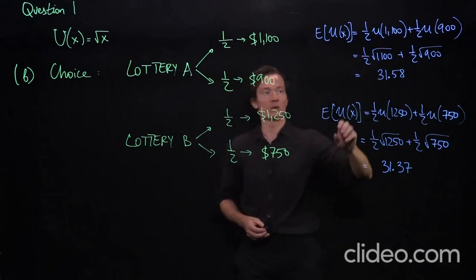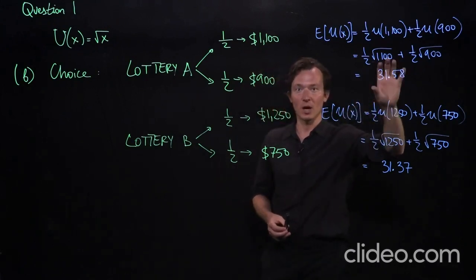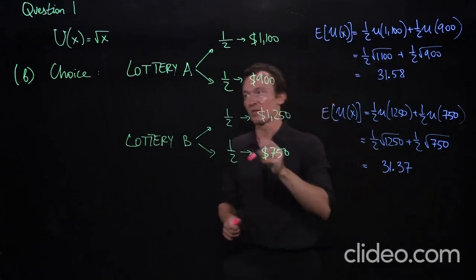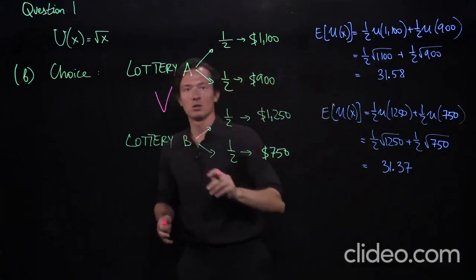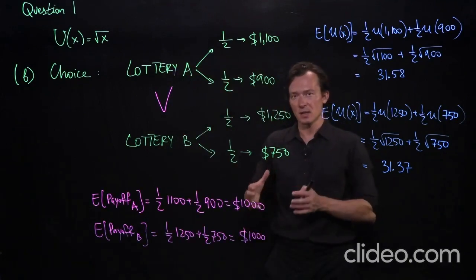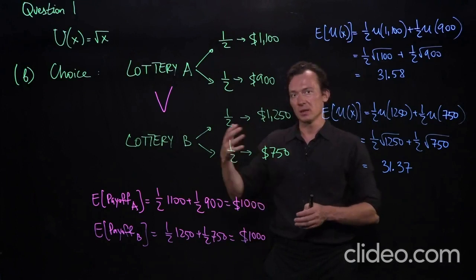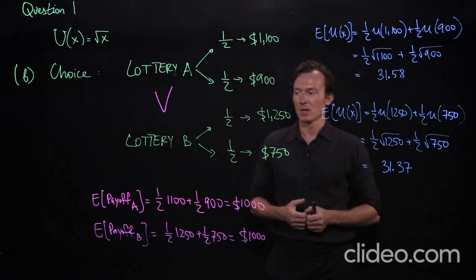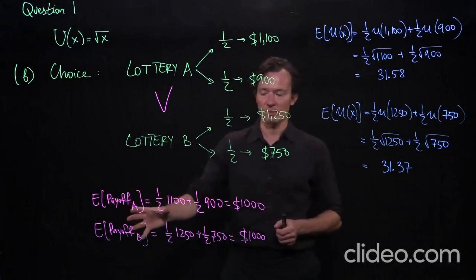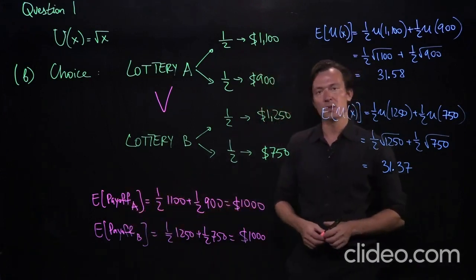So given these two expected utilities, which of the two lotteries does our investor prefer? Well, since lottery A gives her a higher expected utility compared to lottery B, this investor is going to prefer lottery A to lottery B. The reason for this choice is exactly the same as in the previous part of this question. Both of these lotteries, A and B, offer the same exact expected payoff. So it's $1,000 in both cases.